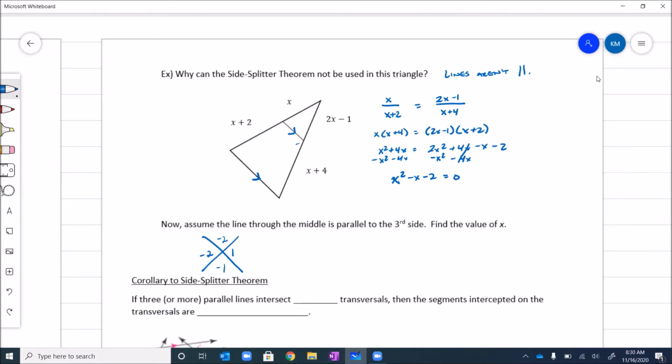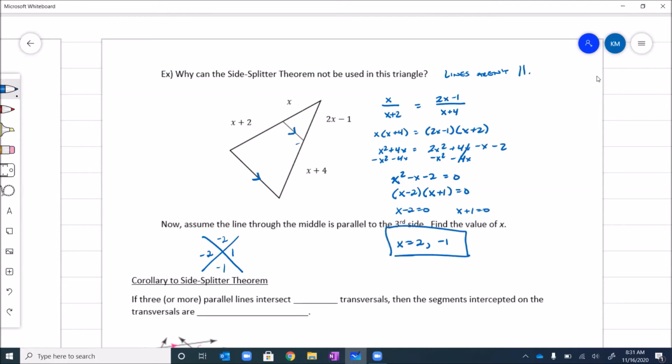And so we can rewrite this as (x minus 2)(x plus 1) equals 0. From there, we use our zero product property, which says if I multiply two numbers and the answer is 0, at least one of these two numbers has to be 0. So either x minus 2 equals 0 or x plus 1 equals 0. Add 2 to both sides, x equals 2. Subtract 1 from both sides, x equals -1.